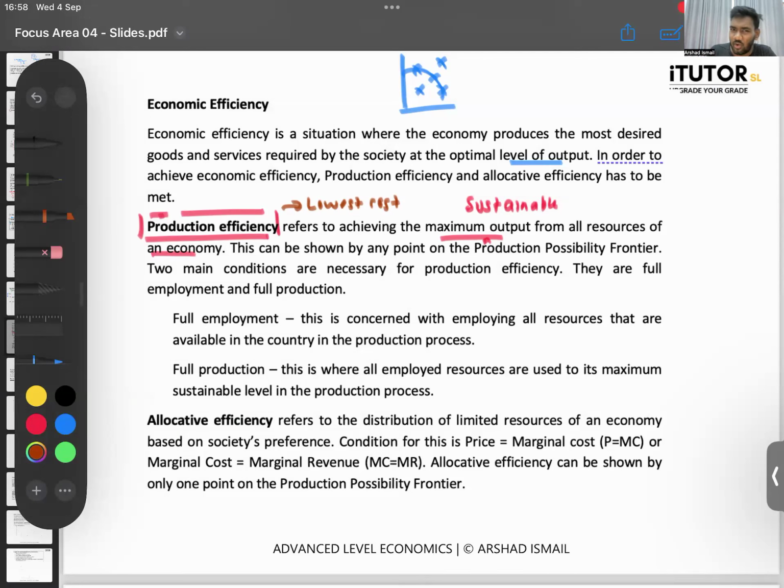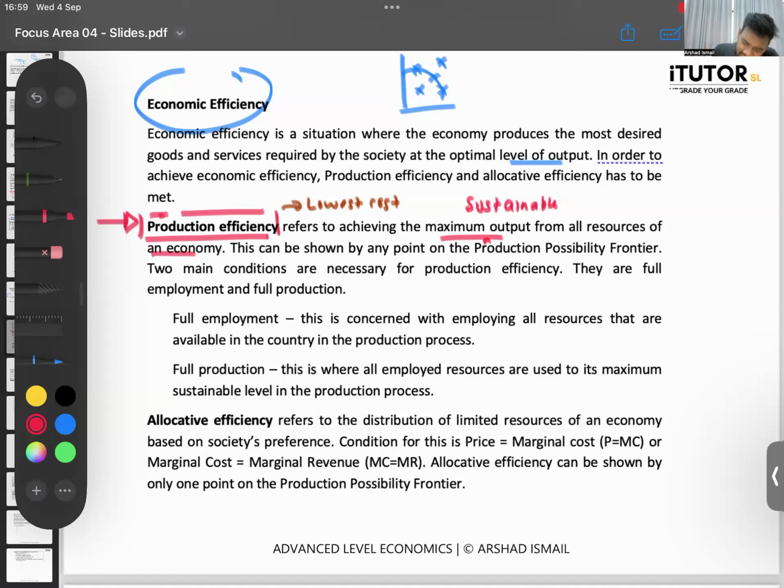So how do you show that now? I'll come to the showing part in a while. In order to achieve this productive efficiency, to use all your resources and get the maximum output, for that also there are two conditions. Now, what is my story? I said there is something called economic efficiency. You produce the most desired goods at the most optimal level. To achieve economic efficiency, I told you there are two conditions: productive efficiency and allocative efficiency. Under productive efficiency, you produce the maximum possible output, maximum sustainable output from all your resources, or produce at the least cost method.